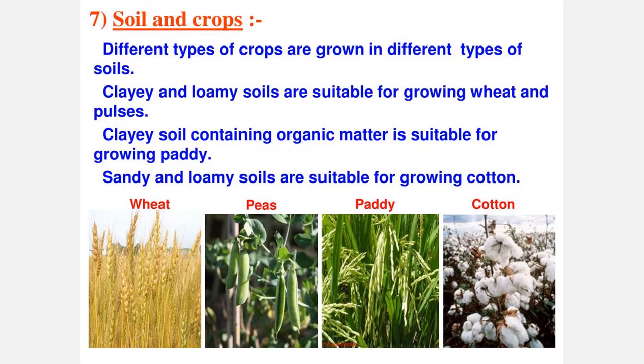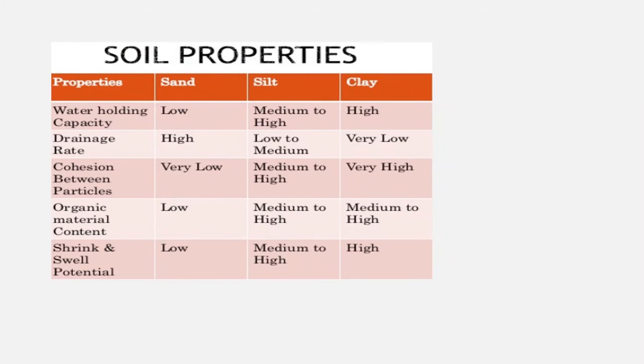Clayey and loamy soil are suitable for growing wheat and pulses. Pulses means peas and beans. The picture shows wheat and peas. Then clayey soil containing organic matter is suitable for growing paddy. And sandy soil and loamy soil are suitable for cotton. I hope you understand. The next one is soil properties.